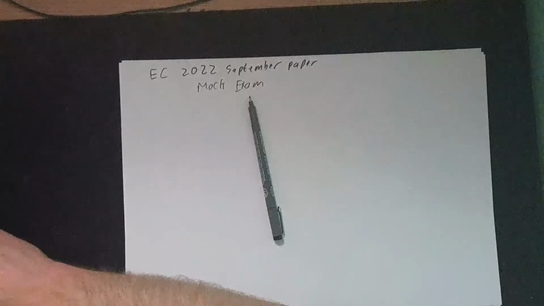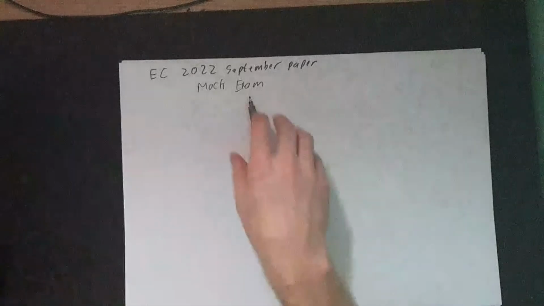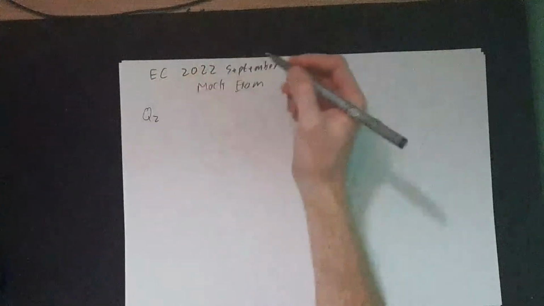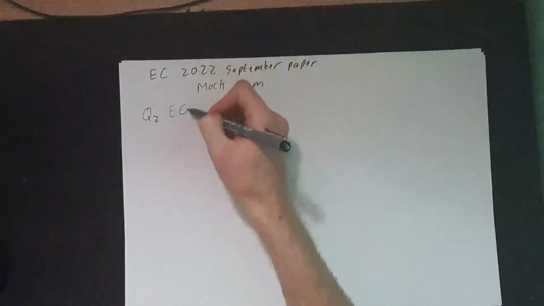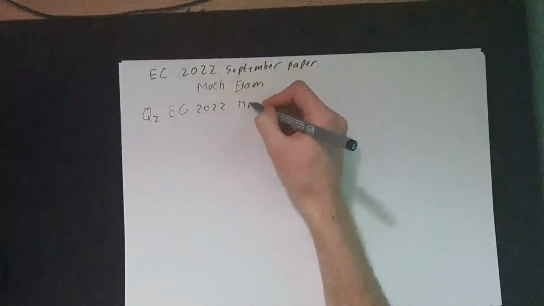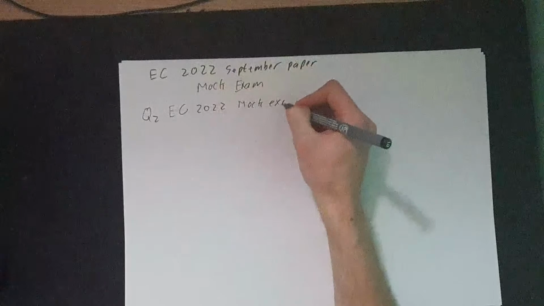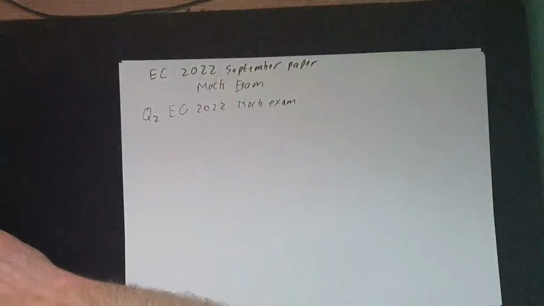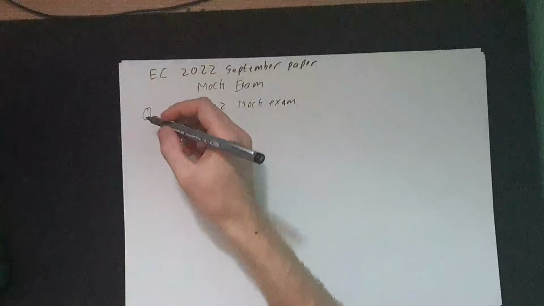Okay, let's do sequences in series. I'm going to do question two of the Eastern Cape 2022 mock exam. Okay, so that's what I'm going to be looking at now. So it says an arithmetic sequence. So the first thing we pull out, 2.1.